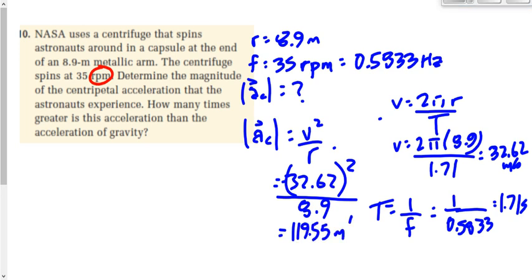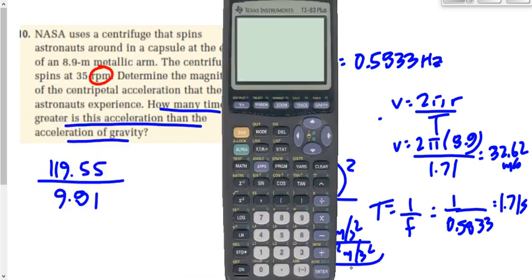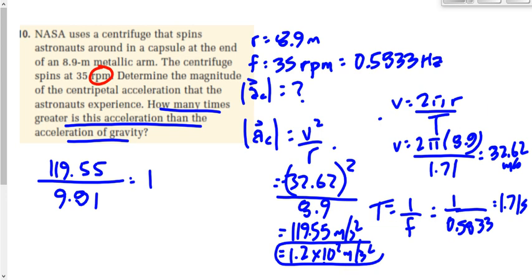119.55 meters per second squared. We're going to actually round that to 2 digits, 1.2 times 10 to the 2 meters per second squared. The reason I kept the 119 is so that I could find this. How many times greater is the acceleration than the acceleration of gravity? All I'm going to do here is say 119.55 divided by 9.81. And that gives me 12.2, or 12. It's 12 Gs.